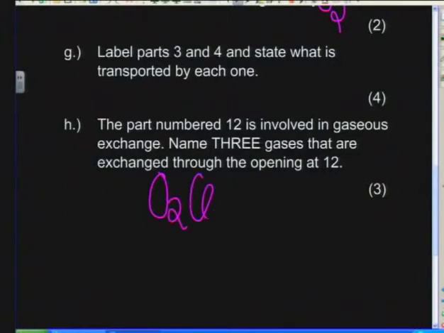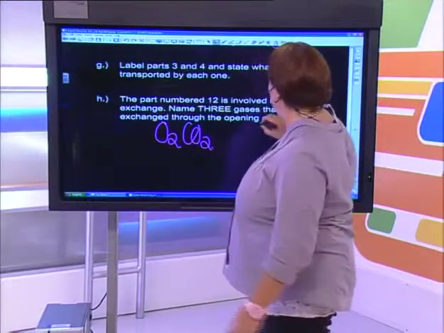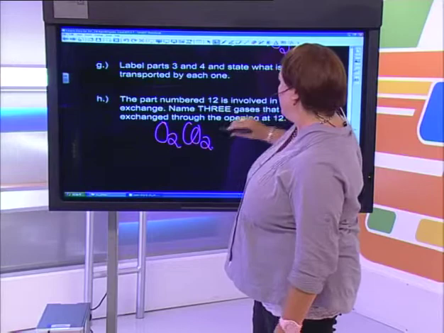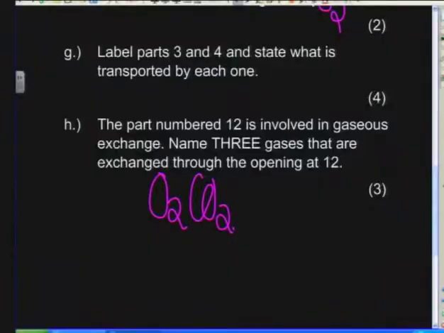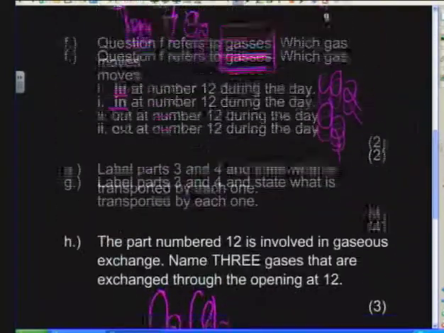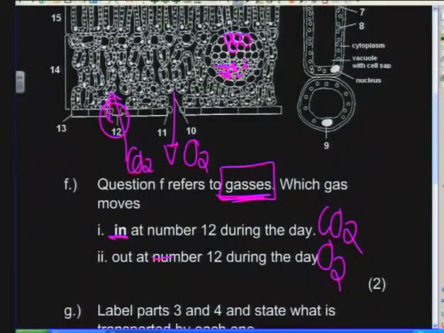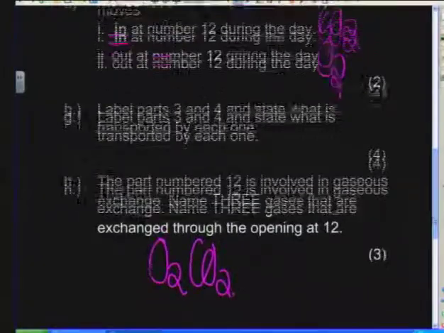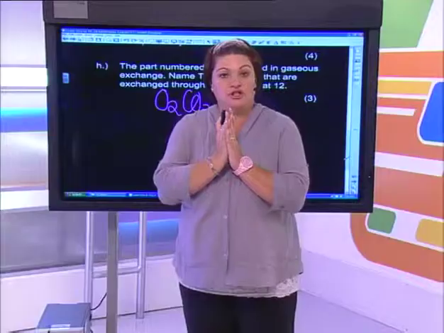Oxygen and carbon dioxide. Although, now it says at night. Night. That was very important. Okay, opening at 12. There we go. So number 12, if we look at it, it's our stomata. And what do we know? Stomata usually close during the night.